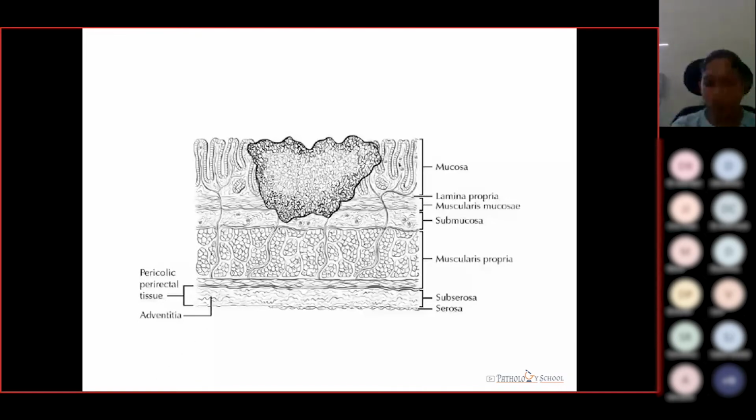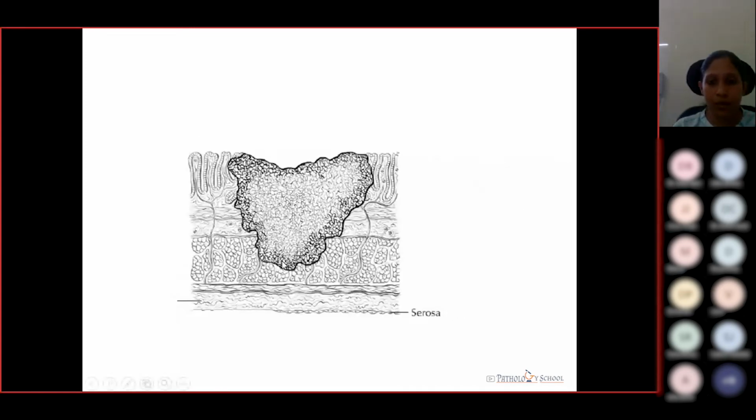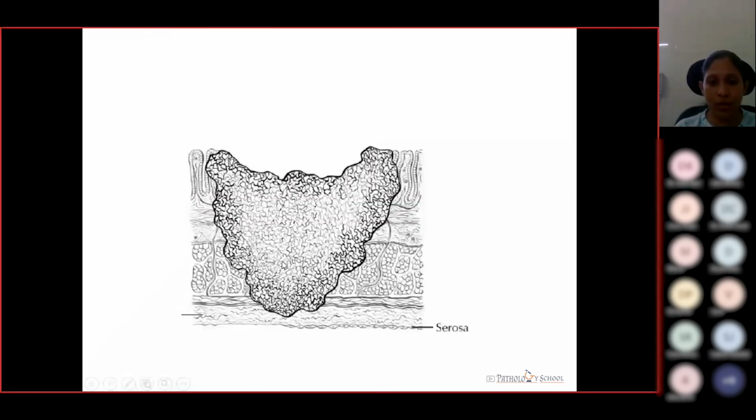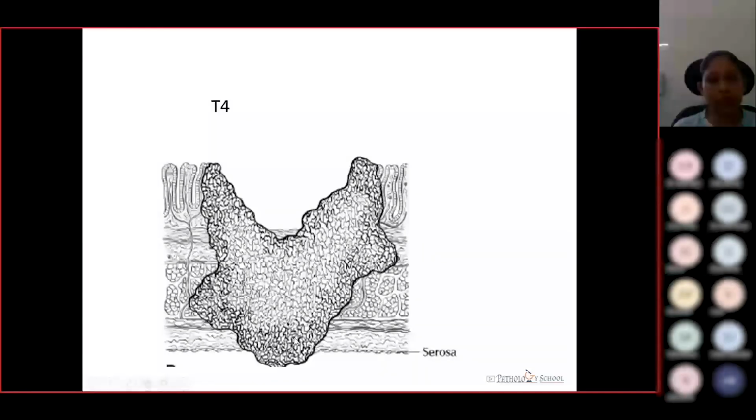So T1 is the submucosal spread. The tumor has reached the submucosa, it has crossed the muscularis mucosae and gone into the submucosa. T2 is involvement of the muscularis propria. T3 is the involvement of the subserosa. And T4 is the involvement of the visceral peritoneum, and probably, if at all, any invasion into the adjacent organs. Now, adjacent, for example, the ileum or the adjacent large intestinal segment.